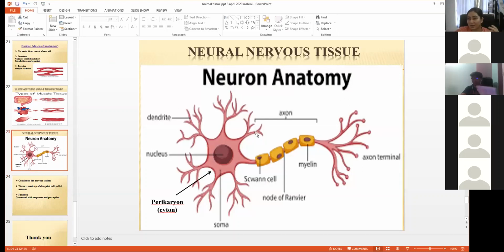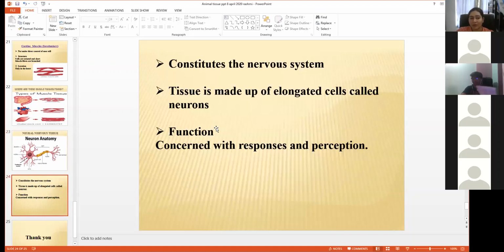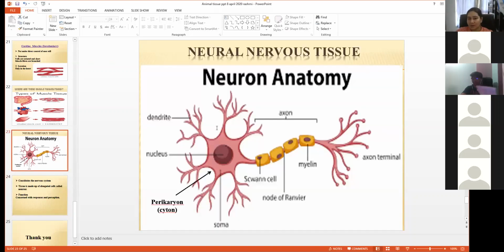Your brain is working, but for the brain to work, who has to pass on the message? The neurons have to pass on the message. Only then can your brain gather the information, and then it will help in understanding. So that is the function of the neurons or the neural tissue. So with this, students, we end the animal tissues.